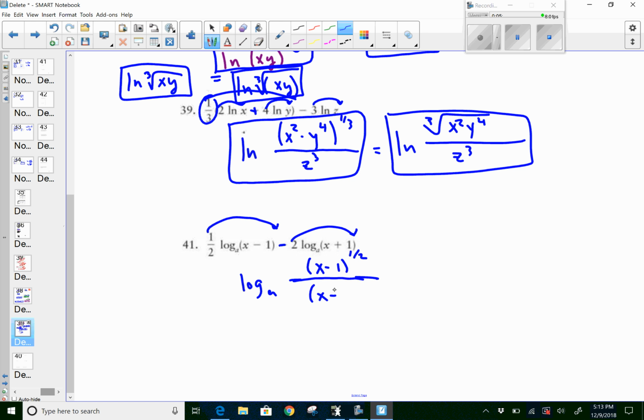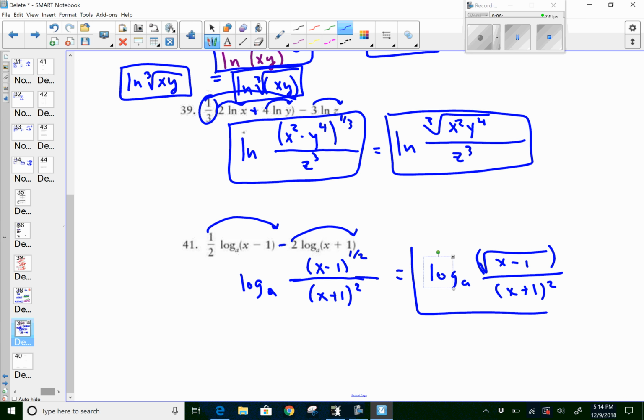I'm going to have x plus 1, and the 2 is going to be that exponent. And that's a log base a. If they say you can't have a rational exponent, it's still going to be log base a. The 2 is on the bottom, so that's going to be the square root of x minus 1 all to the first power, so you could put the little 1 there if you want, and on the bottom it's going to be x plus 1 squared. So this answer and this answer are exactly the same, depending on what he's looking for.